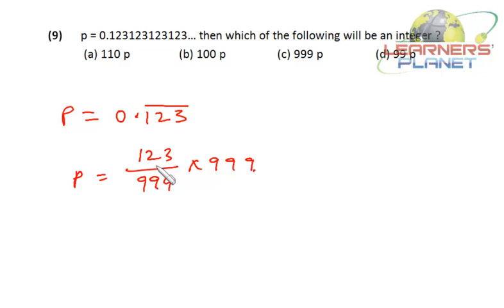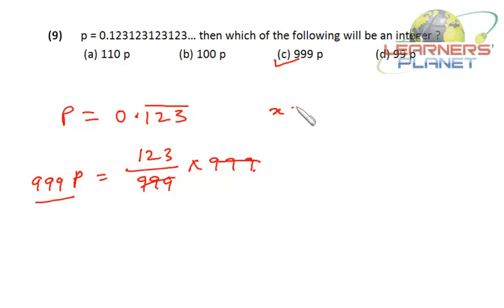Okay, so that means I cannot multiply 999 for just one side, so I have to multiply 999 over here also. So definitely 999p will be an integer, since both terms will get cancelled. Okay, so the answer to the problem is 999p. If you are not clear about how I wrote 0.123 bar as 123 by 999, I'll elaborate here once more.